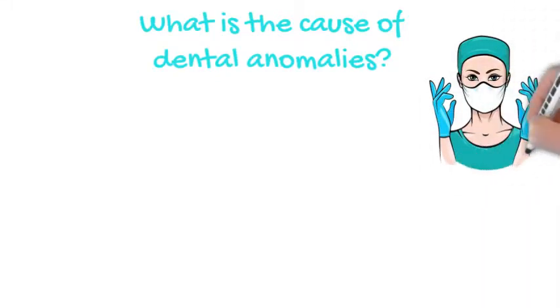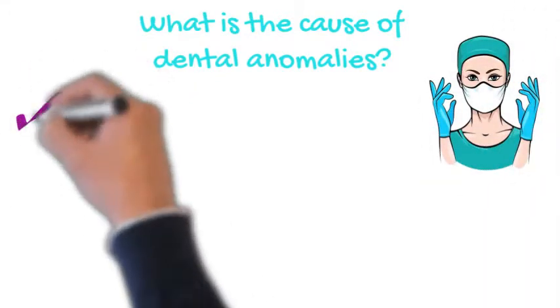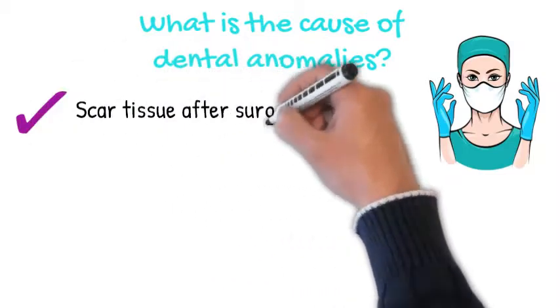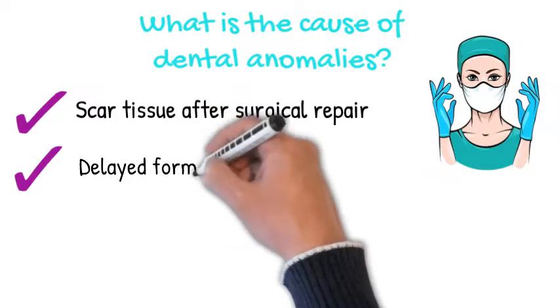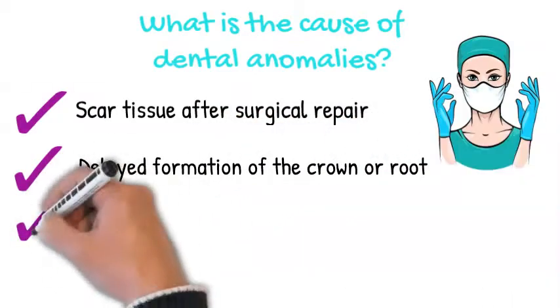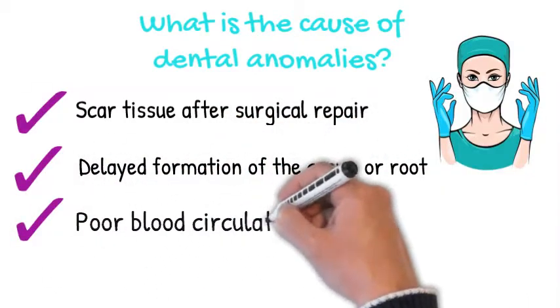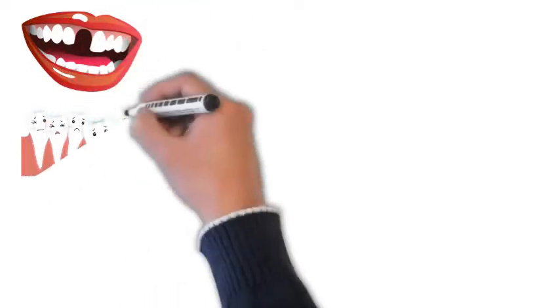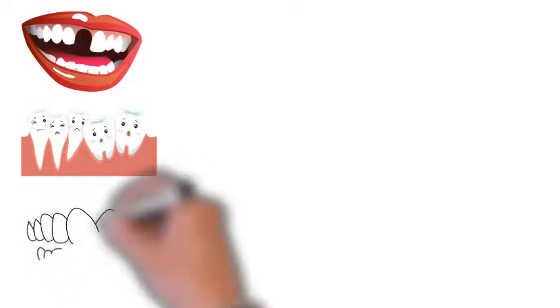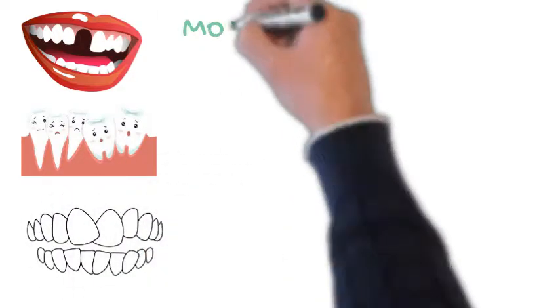Actually, there are multiple reasons for this, including local factors such as scar tissue formation after surgical repair, delayed formation of the crown or root, poor blood circulation after surgery, lack of space in the maxilla, or lack of bone support. As a result, the teeth may be missing, misshapen, or irregularly aligned in the arch.